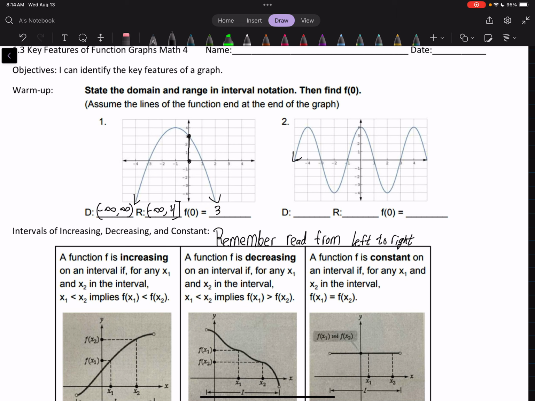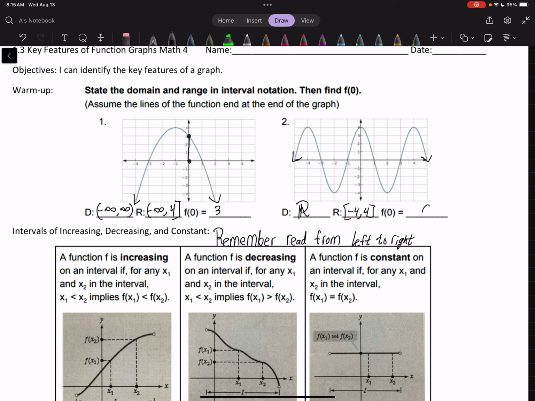Okay, on the left, it's going left and right. Therefore, my domain is all real numbers. Now, let's talk about the range really briefly for number 2. If you were to say negative infinity up to 4, I would give you credit for that because the arrows are going down. This is supposed to be a trigonometric function, however, and the graph is oscillating. The actual range for this function is negative 4 to 4.